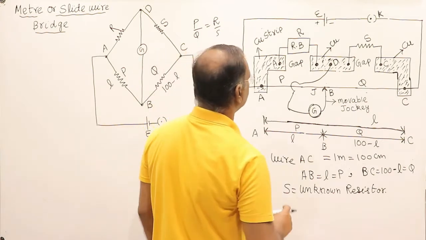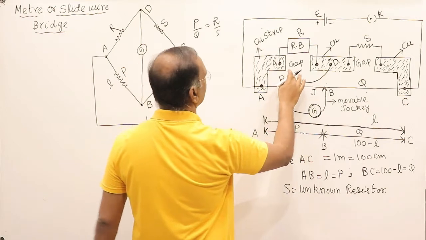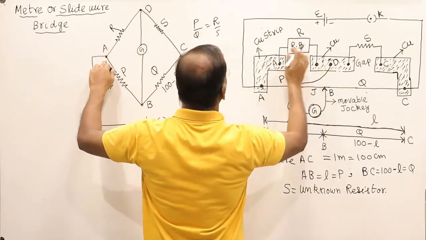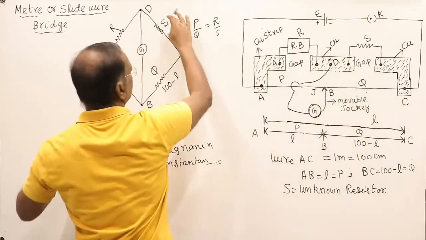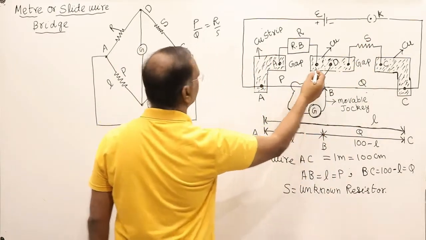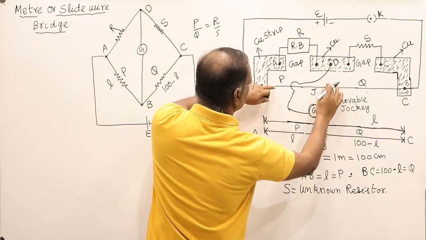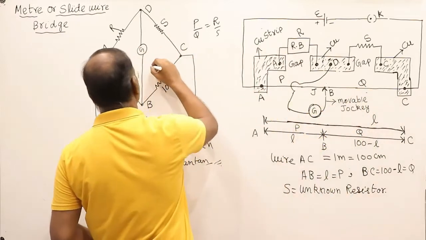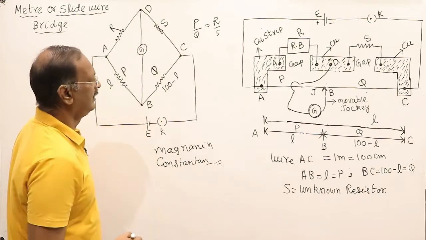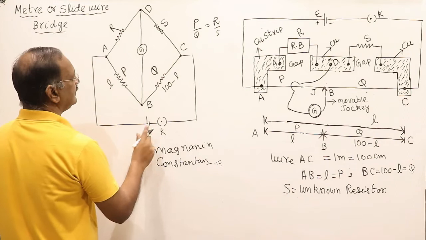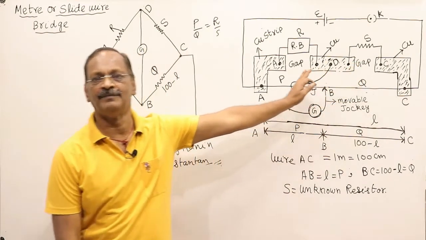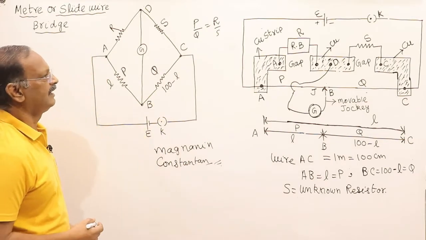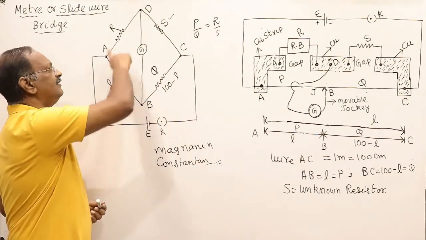Now, this portion can be treated as a resistor R. From A to D, resistance R is connected. From D to C, the unknown resistance S is connected. From D to B, this length, a resistor P is connected. Then B to C, a resistor Q is connected. Between A and C, an EMF source with a key is connected. It means this meter bridge, or slide wire bridge, is forming a Wheatstone bridge. So we are going to measure the unknown resistance S by balancing the Wheatstone bridge.